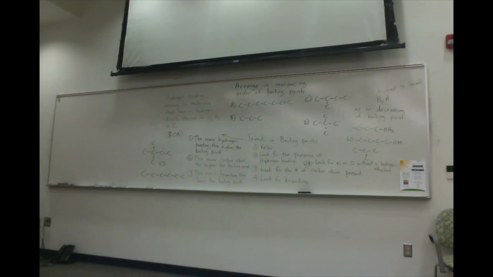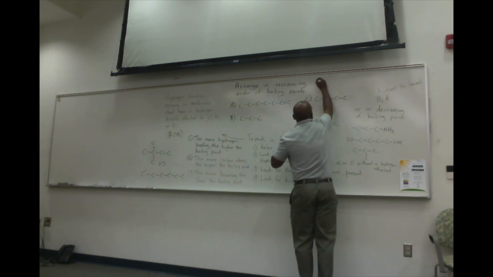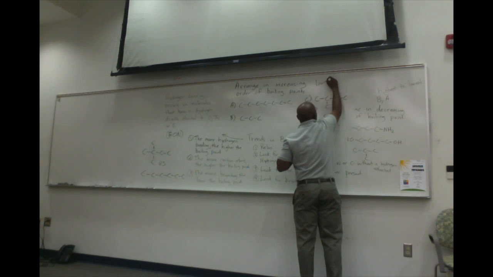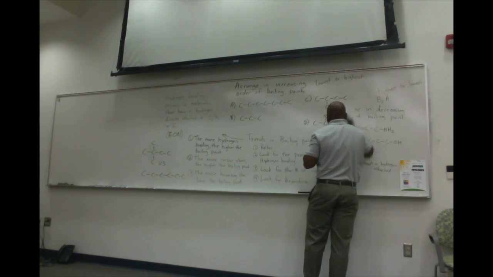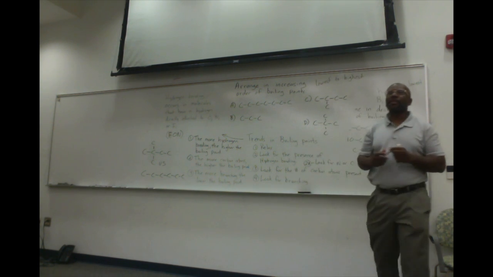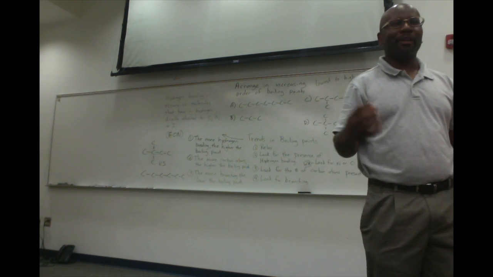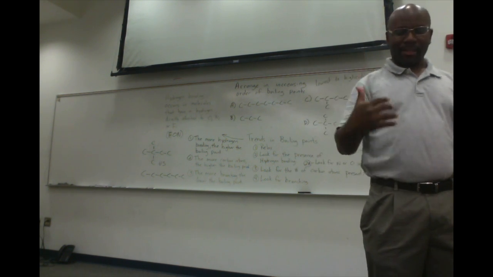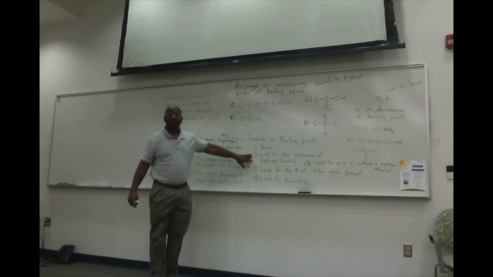You want to arrange in increasing order of boiling point. Increasing order goes from what to what? From the lowest to the highest. Increasing, so we'll go from the lowest to highest. First one, relax. We're talking about trying to rank the stuff in order. Relax. First thing I want to do is look for hydrogen bonding.